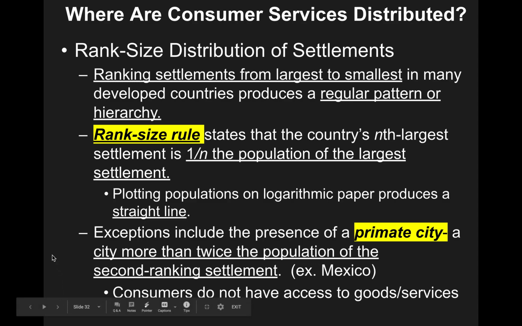All right, and the primate city is a concern because consumers won't have access to basic goods or services. If it follows the rank size rule, then we're going to know there are more smaller settlements and fewer large settlements. Primate city, there's more large settlements and fewer small settlements.